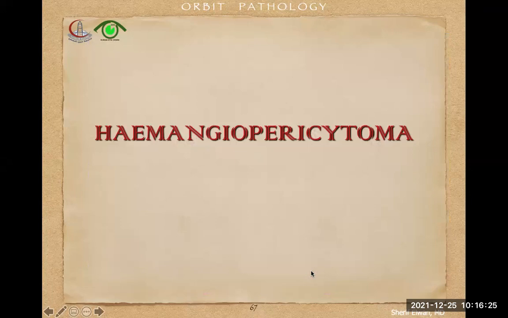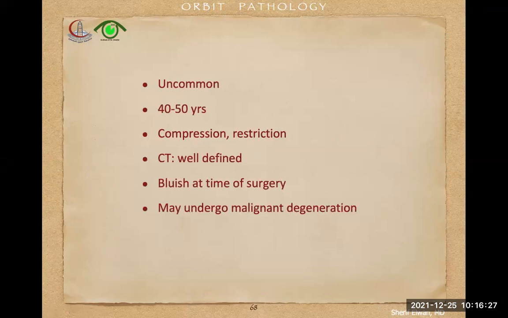Now we come to another hamartoma, which is hemangiopericytoma. This is an uncommon condition that occurs at the age of 40 to 50, with compression and restriction, well defined on a CT, bluish at the time of surgery, may undergo malignant degeneration. We describe it macroscopically, but I don't believe a surgeon can diagnose it with the naked eye. You have to take it out, and it is usually mistaken for a hemangioma.